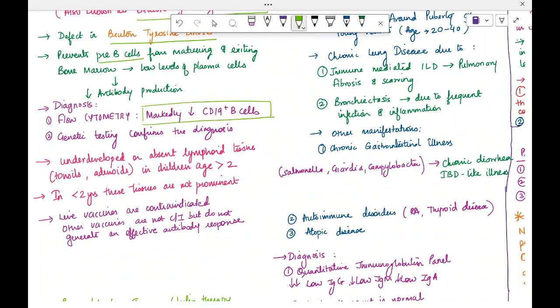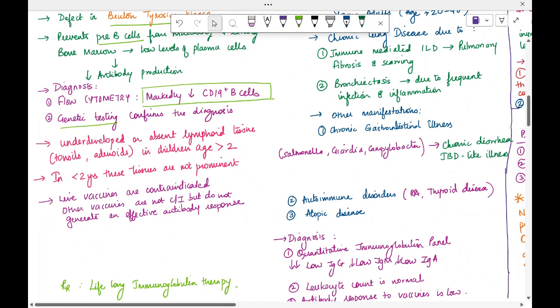So this you will see on the flow cytometry. And if you do the genetic testing, you can confirm that. And for any confirmation of any diagnosis, genetic testing is essential. Okay, so underdeveloped or absent lymphoid tissue.